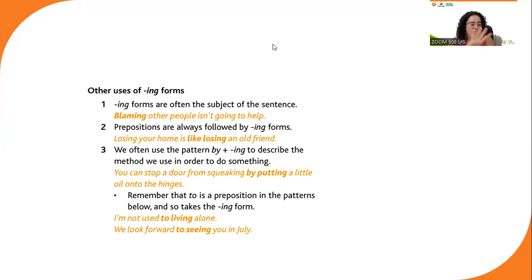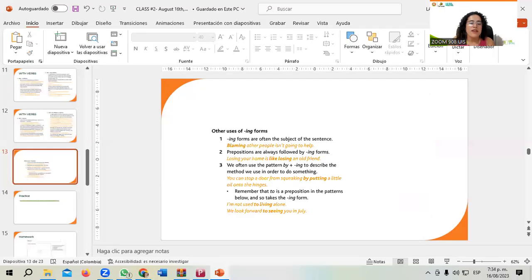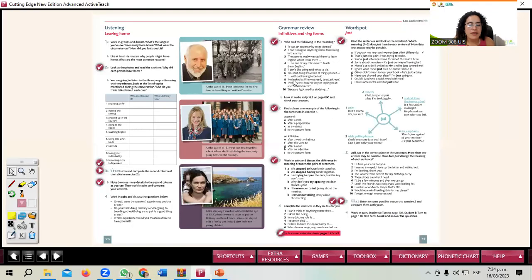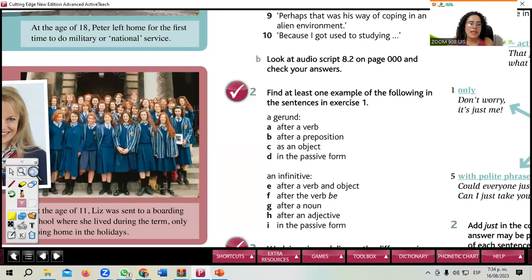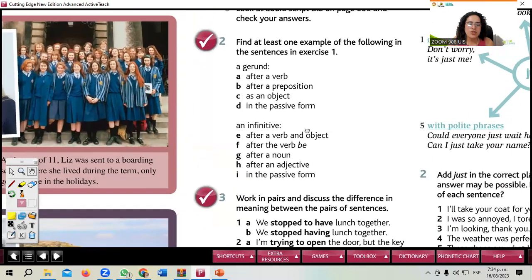Well, that is it, guys. It was a very long review for the infinitives and the ing form, but now we can go to practice, okay? So let's open the book on page 79. All right, page 79. And we're going to complete exercise number 2.